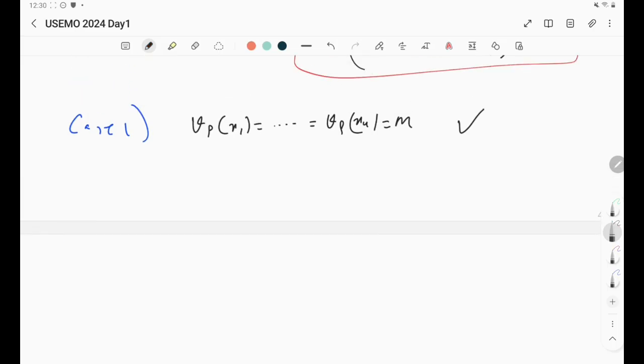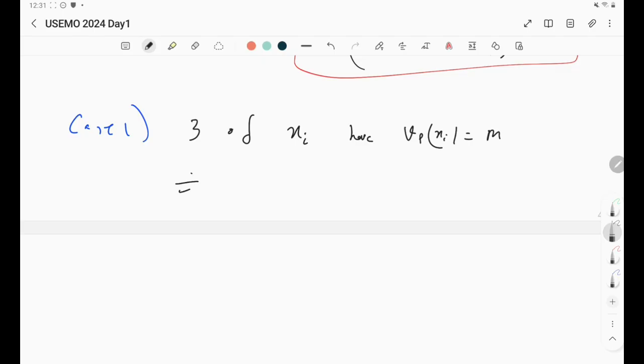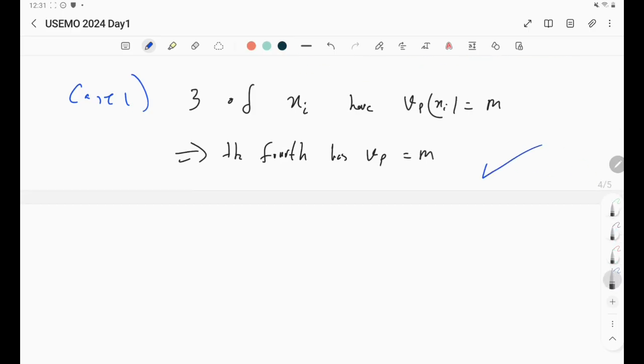So you can actually mix these two cases into one case. You can say case 1, if three of the xi have VP of xi equal to m, then the fourth, since we have four of them, has VP equal to m also. So that means, of course, we're done in this case. Okay, so now case 2.